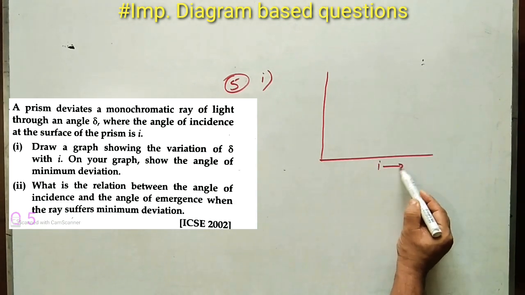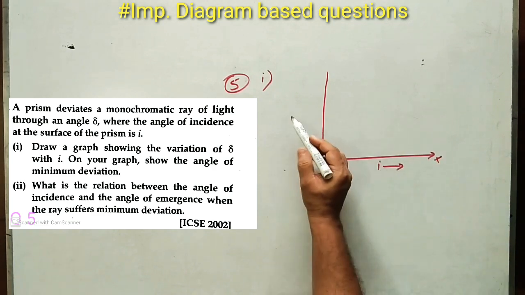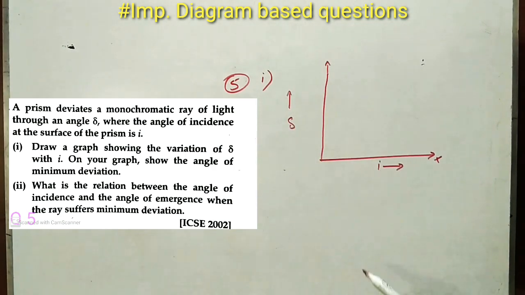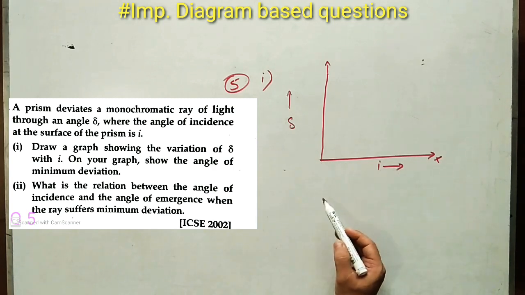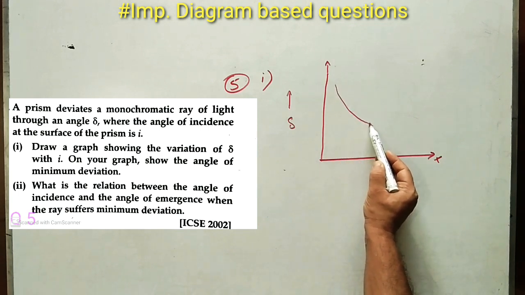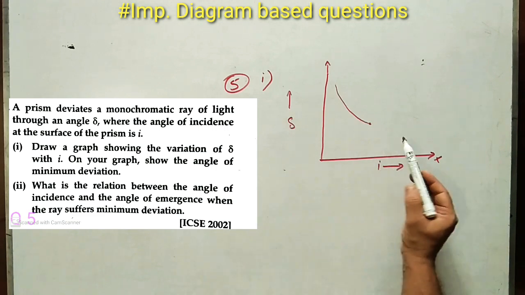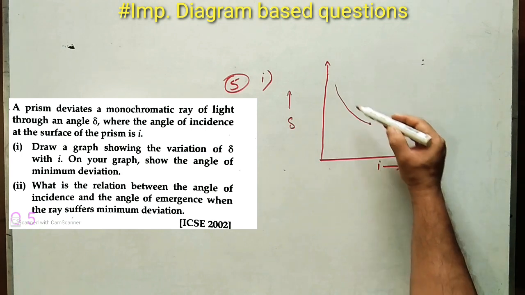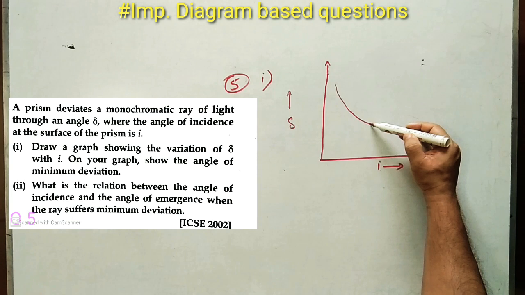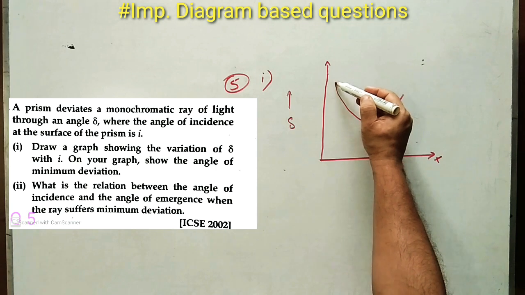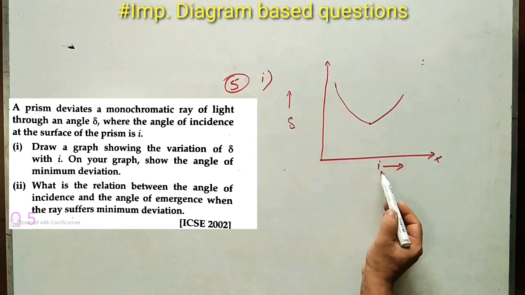The angle of incidence is taken on the x-axis and the angle of deviation delta is taken on the y-axis, as you know. So what is the relation between angle of incidence and angle of deviation? As the angle of incidence increases, what happens? The angle of deviation goes on decreasing until it reaches a minimum value. Beyond this minimum value, if you increase the angle of incidence, what happens? Instead of decreasing, the angle of deviation starts increasing. So you will get a curve like this, and this curve we call the i-delta curve.